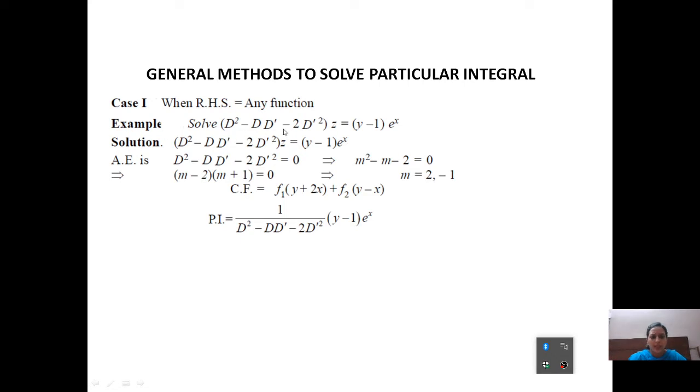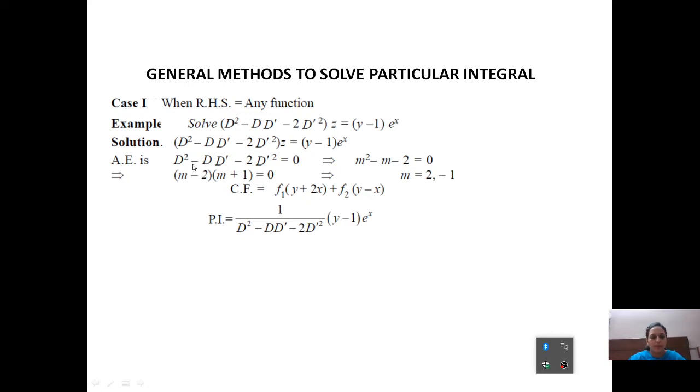So we have taken an example. For example, (D² − DD' − 2D'²)z is equal to a right hand side function, which is a function of y and e to the power x. To solve this equation, we first have to find the complementary function, and then we will discuss the PI for this question.